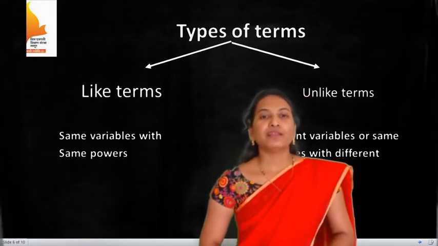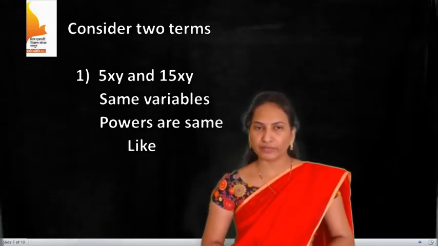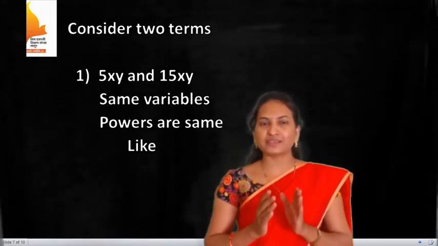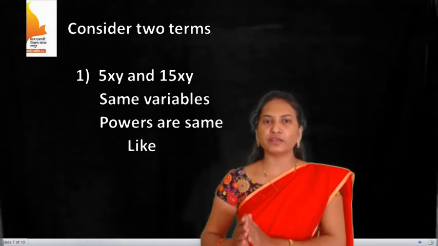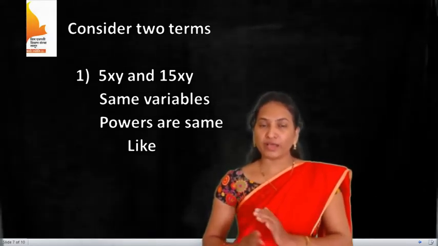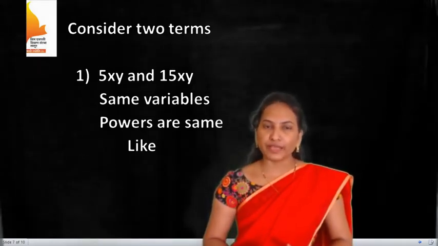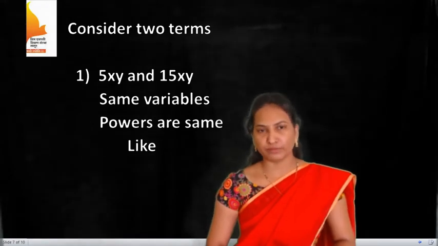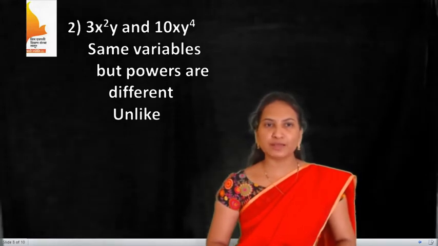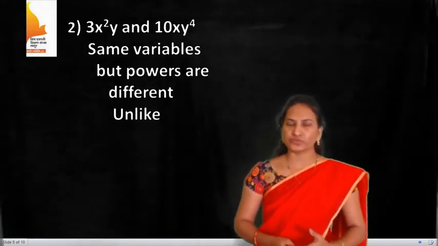So here, let's see one example. 5xy and 15xy. Now here you observe in the first algebraic term 5xy, x and y variables, and in the second algebraic term 15xy, variables x and y. Now again we observe the power of variables. In both the algebraic terms, the power of a variable is 1. Both x and y, power of both the variables is 1.